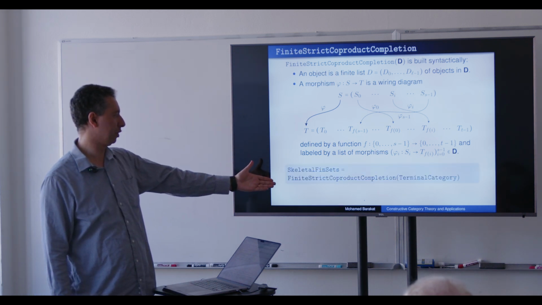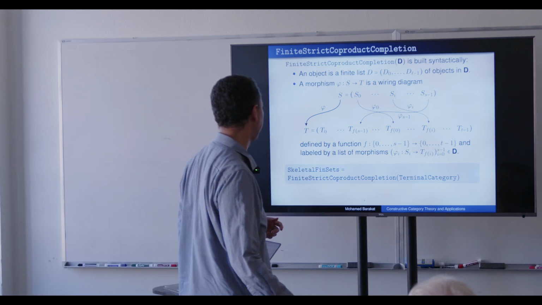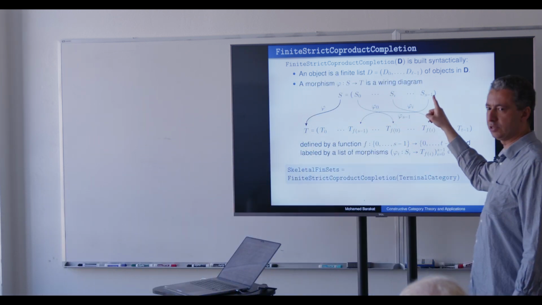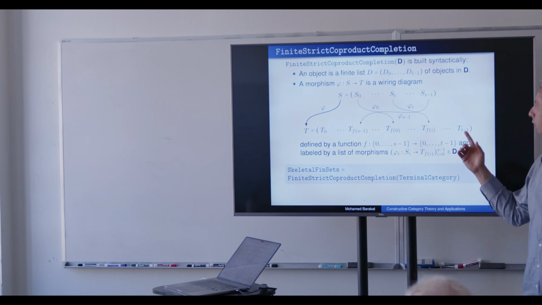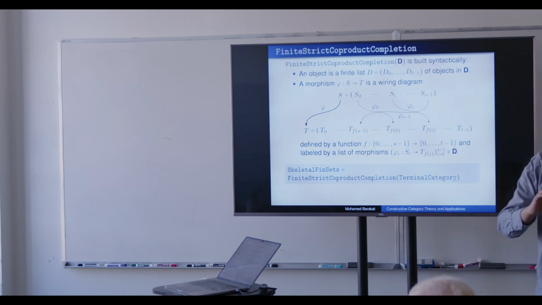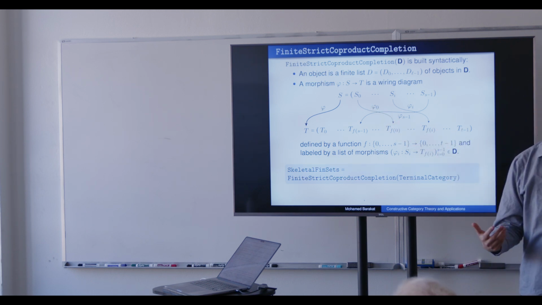You know that skeletal FinSets is the finite strict coproduct completion of the terminal category. This means where you have no distinction between these objects. They're all indistinguishable elements. So you can view this as a finite set with indistinguishable elements. So the labeling becomes obsolete and you recover the maps, right?